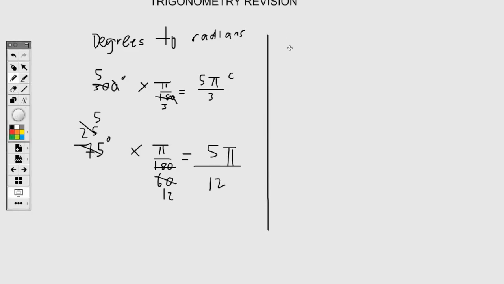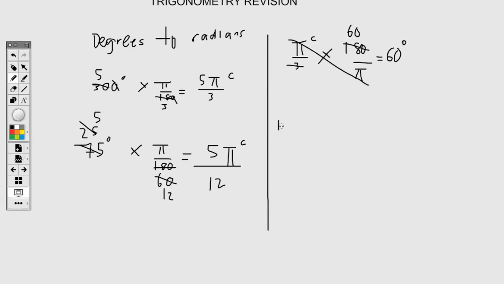Now we can move in the reverse where we change radians to degrees. So if I have, for example, pi over 3, and don't forget your radian sign here. So pi over 3, convert to degrees, I will times it by 180 over pi. So the pi's will cancel, and then 3 can go into 180. So 3 into 180, we have 60. So that means the answer is 60 degrees.